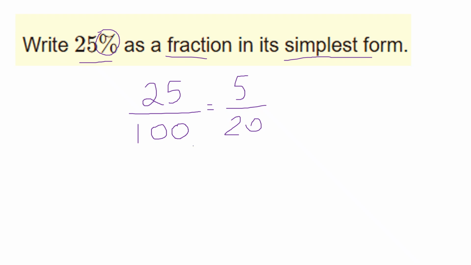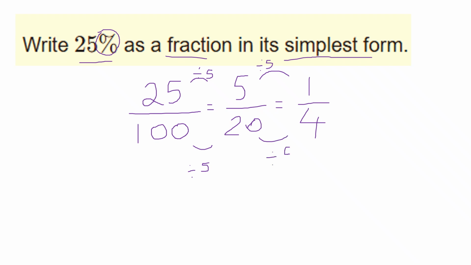So we divided top and bottom of this fraction by 5, but we can also go further, right? Because both 5 and 20 also have a common factor of 5. So dividing the top by 5, we get 1. Dividing the bottom by 5, we get 4. So this simplifies to 1 over 4, or 1/4, in its simplest form.